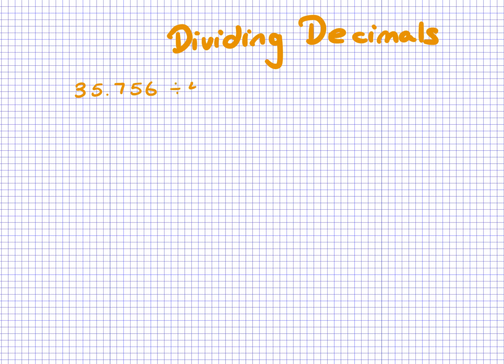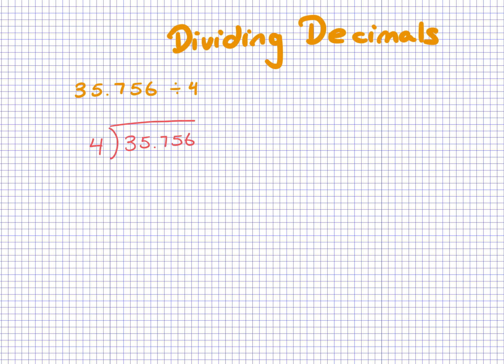35.756 divided by 4. Now, I hope that everyone will have seen a division algorithm from primary school. What I'm about to show you isn't brand new. If it is, you need to let me know. All right, so the division algorithm looks like this, and we put the dividend inside the symbol, and we put the divisor outside.